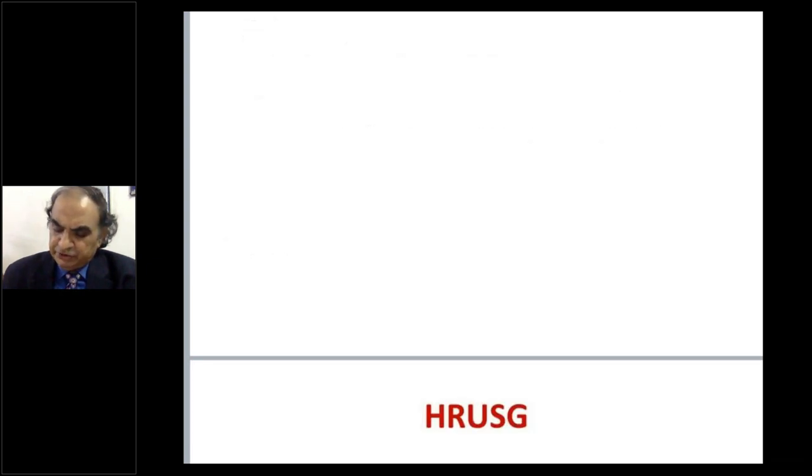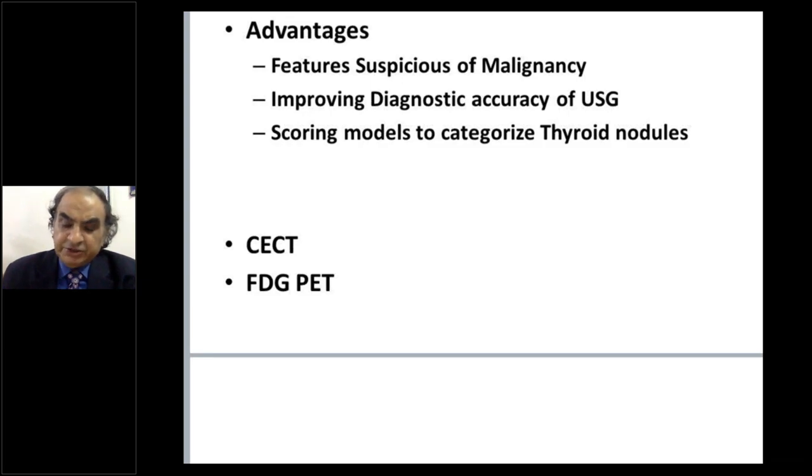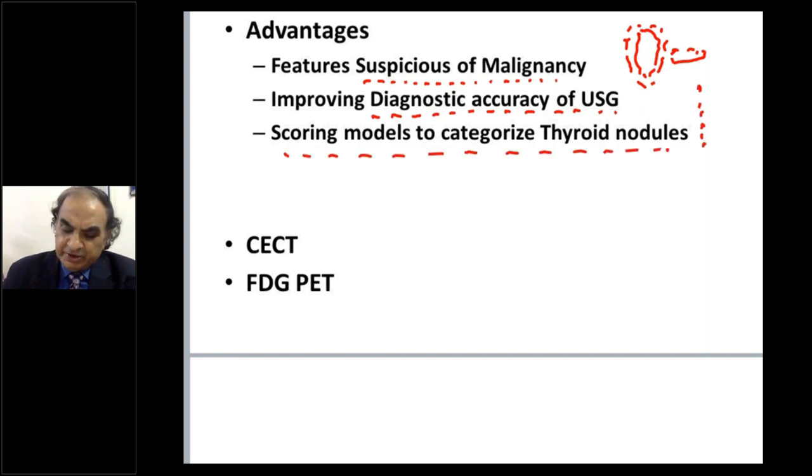High resolution ultrasound has certain advantages, and there are some features that will be suspicious of malignancy. Some, you know, taller than wide, halo sign, increased vascularity, you can add Doppler to it. The whole idea is that the diagnostic accuracy of ultrasound will be better. You have scoring models to categorize thyroid nodules, and I'll show you some images of that.